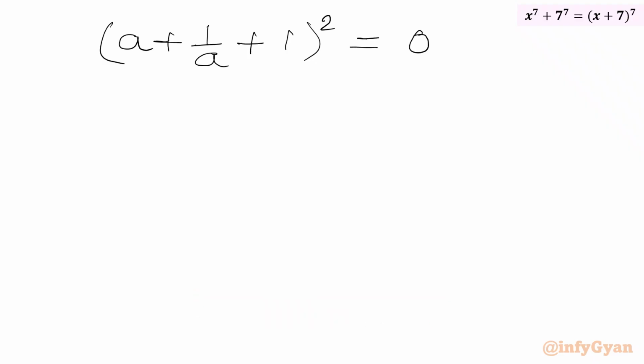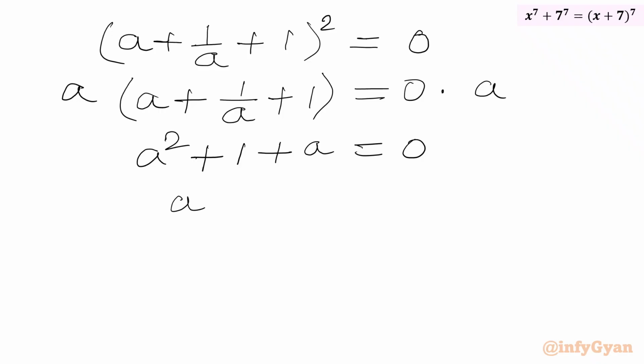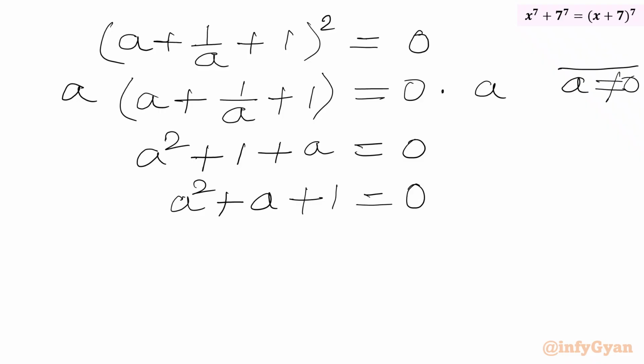Now we will take the square root on both sides. So we can write a + 1/a + 1 equal to 0. Now a cannot be equal to 0, so we can multiply both sides by a. Now a times a is a^2, plus 1, plus a equal to 0. Or I can write a^2 + a + 1 = 0. Here a cannot be 0, which we have already checked.